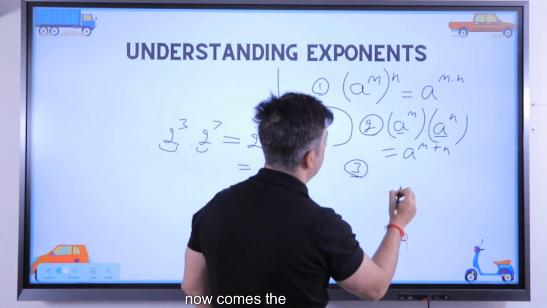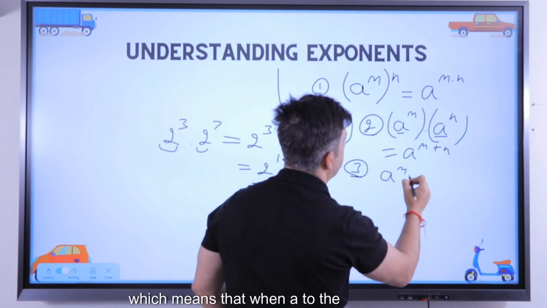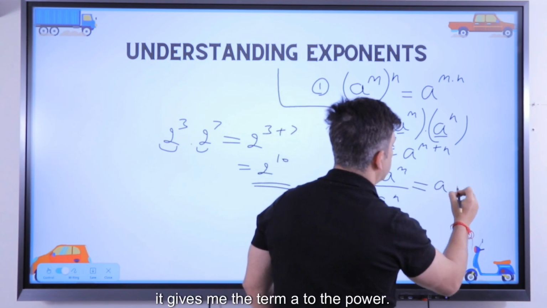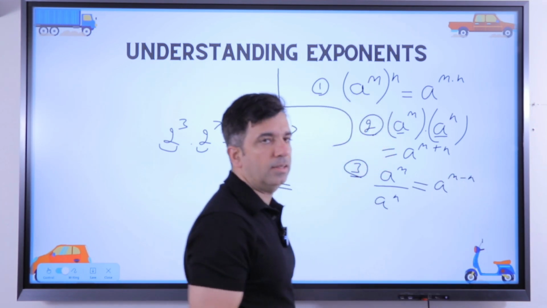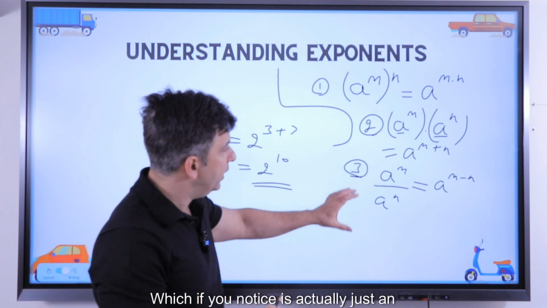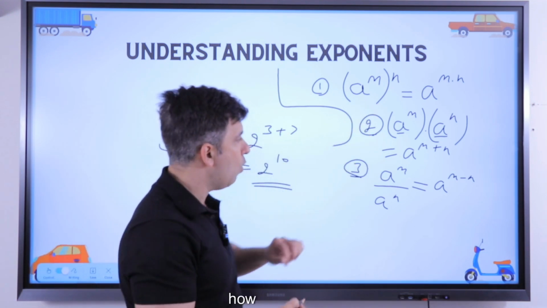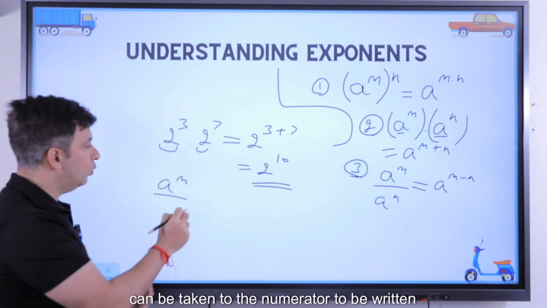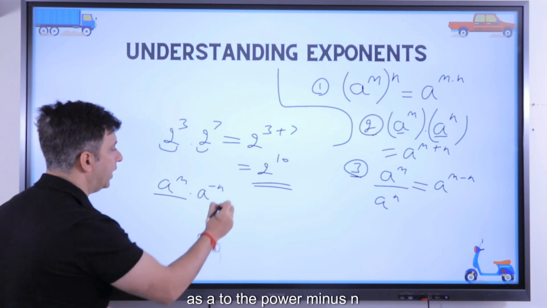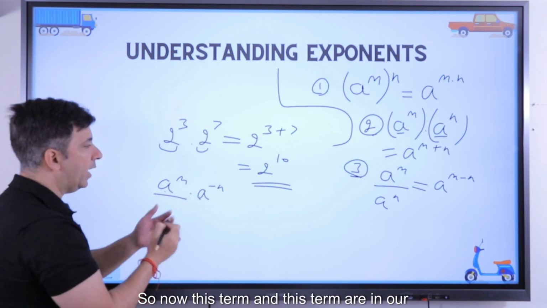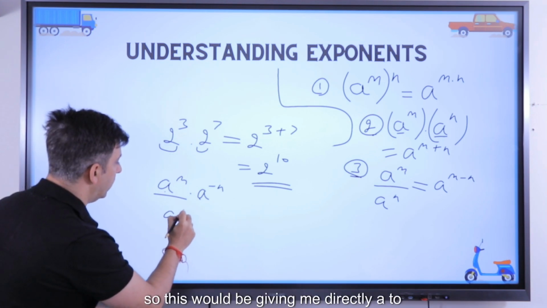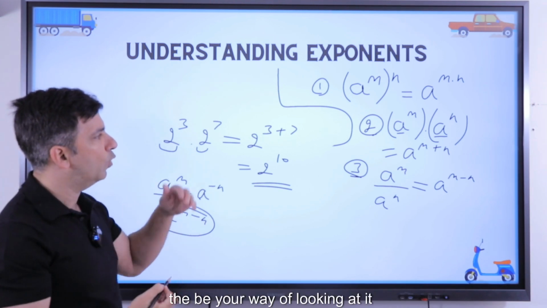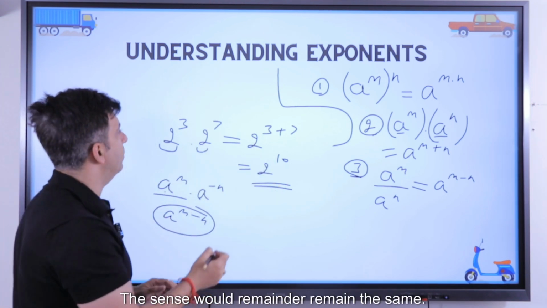Similarly, now comes the third point, which means that when a to the power m is divided by a to the power n, it gives me the term a to the power m minus n, which if you notice is actually just an extension of this formula only. How? Because this a to the power n in the denominator can be taken to the numerator to be written as a to the power minus n. So now this term and this term are in a way multiplying. So this would give me directly a to the power m minus n. So it is the same logic.